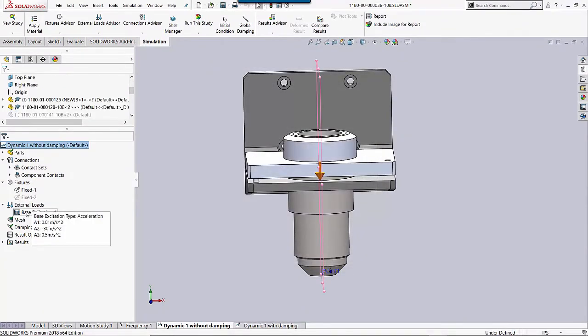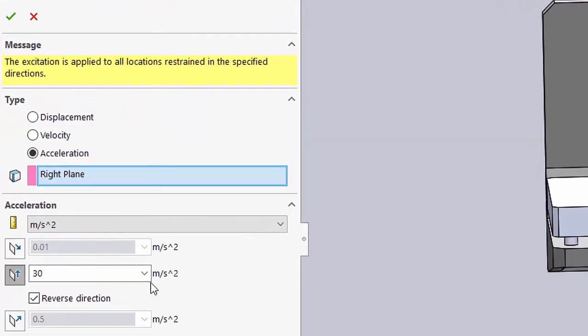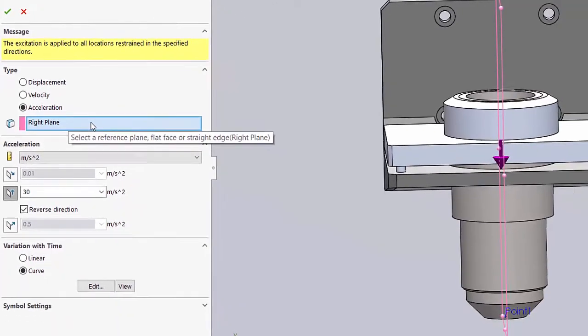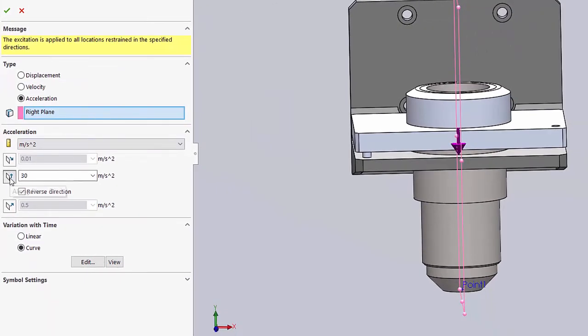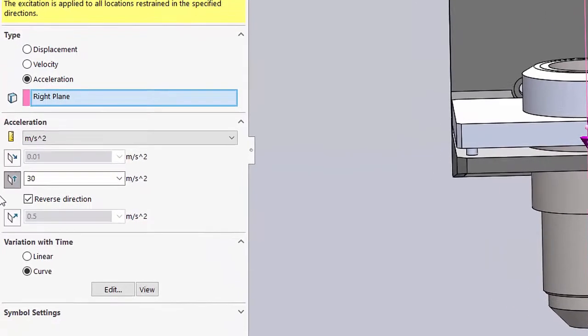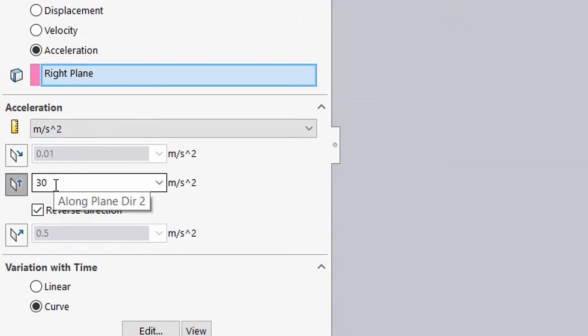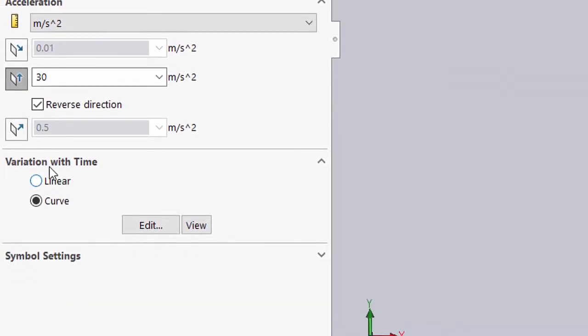And then the next thing that we cared about was the base excitation. We're applying a base excitation to all the fixtures in this study, and we're applying an acceleration type. We use the right plane as the reference plane, and along plane direction 2, which is straight down in the negative Y direction, we applied a 30 m/s² acceleration in that direction.